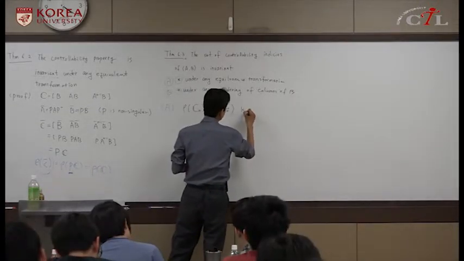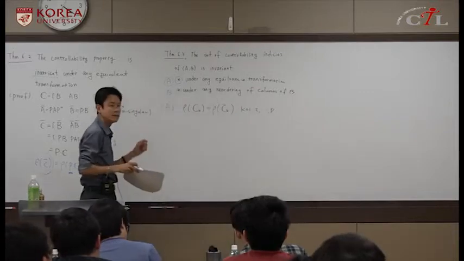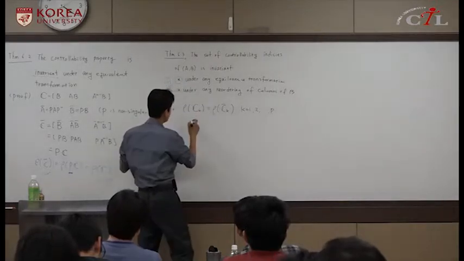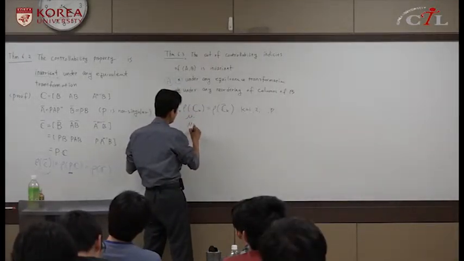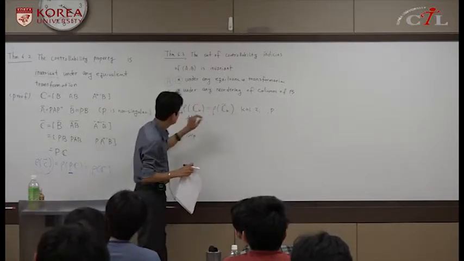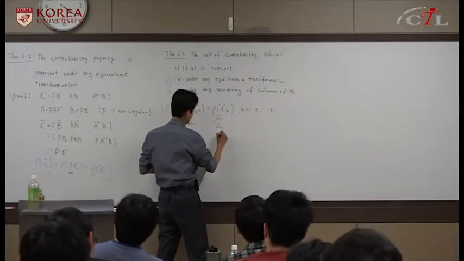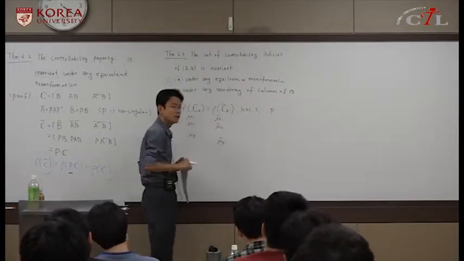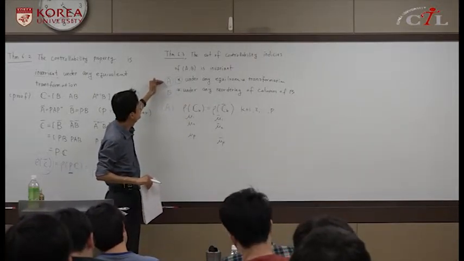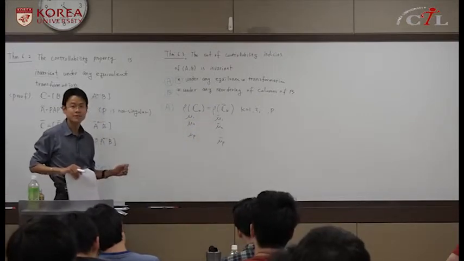This is good for arbitrary k, k1, k2, up to kp, for any arbitrary k. That means the mu1, mu2, up to mu p, for each k, this is valid. So mu1 should be the same as mu1 bar, mu2 bar, mu p bar, naturally. So under any equivalent transformation, each controllability index should be the same. So it's invariant.